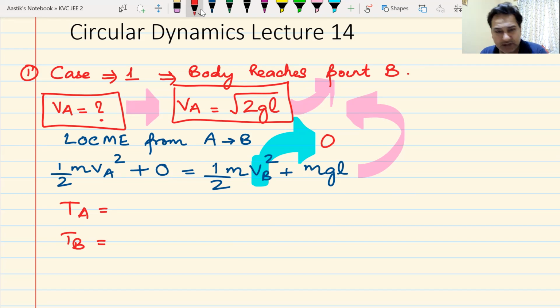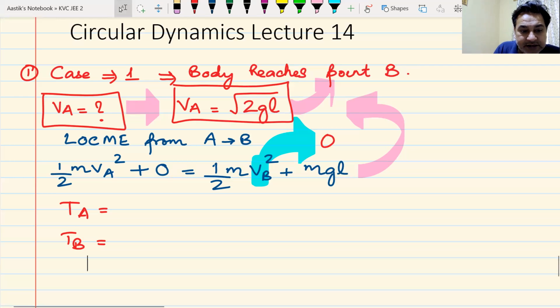What is tension at point A? How will you get tension at point A? Just use those equations. Tension at point A. Can anyone recollect? I'm not going to write it again. You should have used this time before, beta. I gave you so much time.